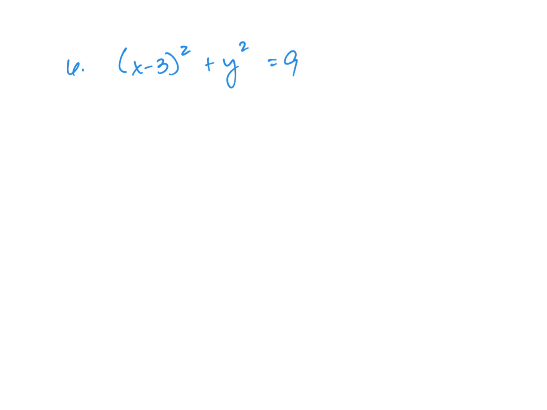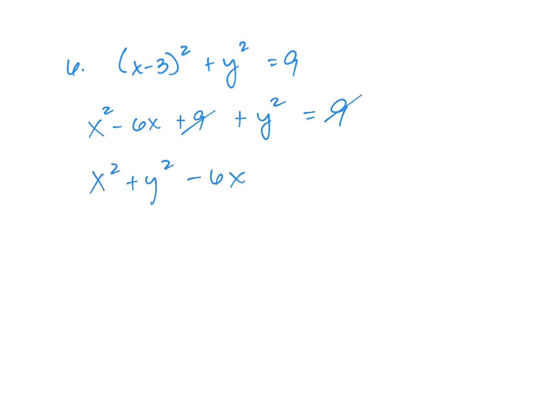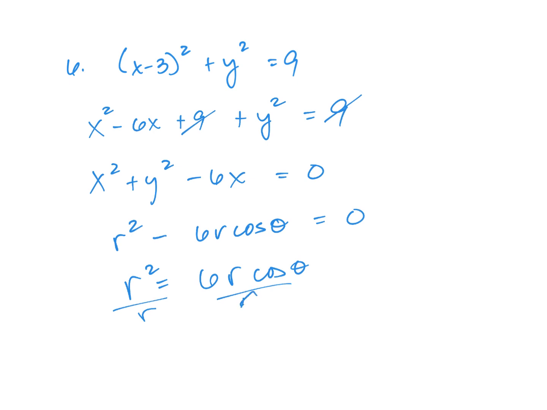All right, so here we have x squared minus 6x plus 9 plus y squared equals 9. And the 9's bite the dust. So you get x squared plus y squared minus 6x equals 0. And then that's going to be r squared minus 6r cosine of theta equals 0. Well, r squared equals 6r cosine of theta. When you move it across the equal sign, it turns to positive. We divide both sides by r, and we get r equals 6 cosine of theta.